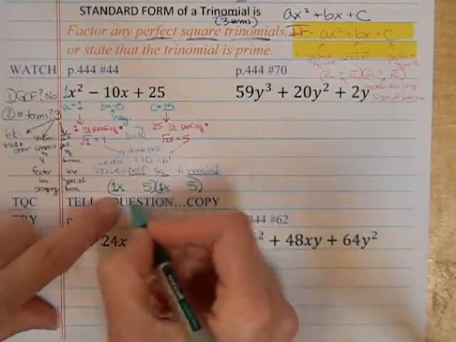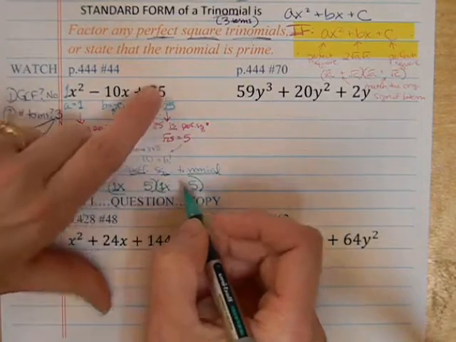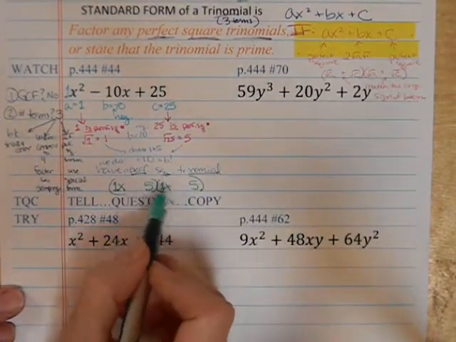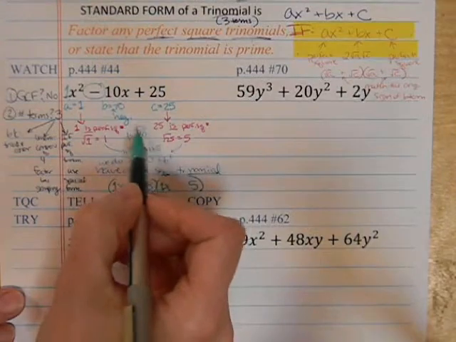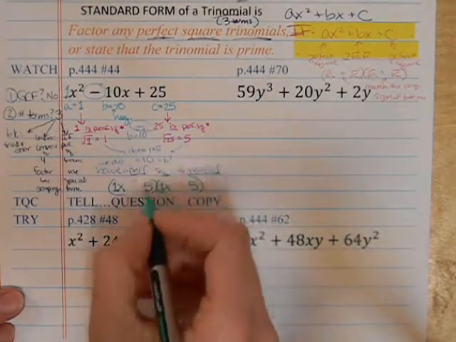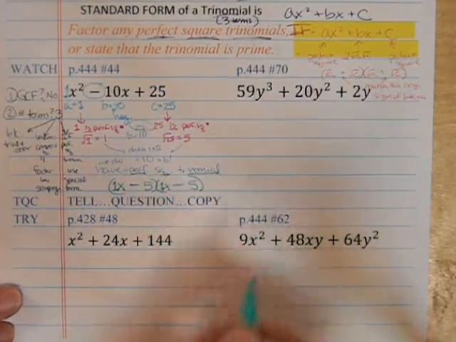So that's how you get your x squared, and that's how you get your 25. And then you match the sign of what you started with. It's negative. So that's how we match the sign. We make these both negative.